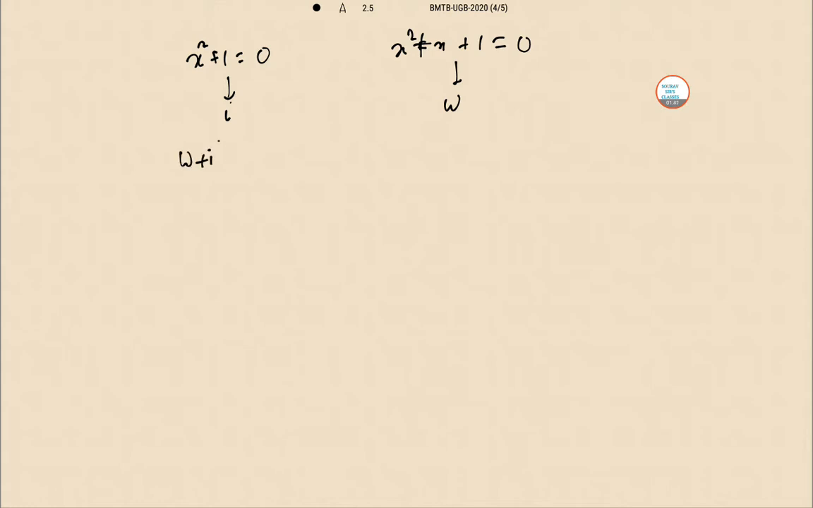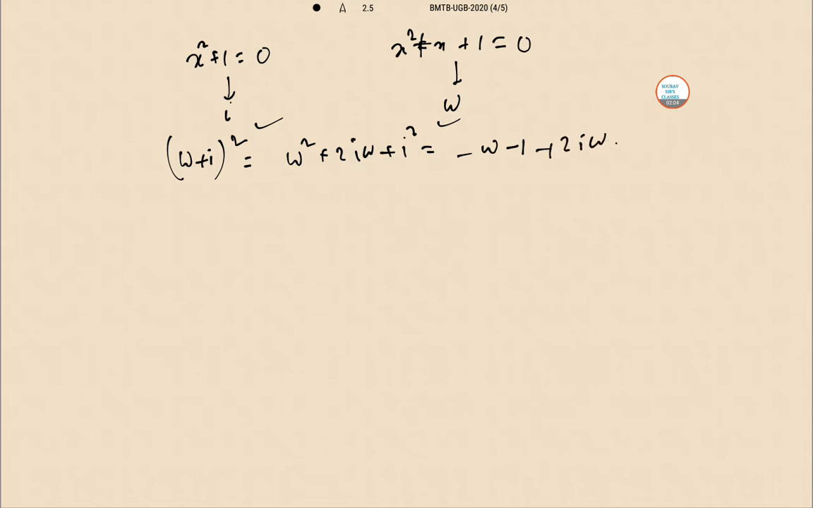Now omega plus i, if I look at these two, omega plus i whole square is omega square plus 2i omega plus i square. I square will be minus 1. Omega square we can replace with minus omega minus 1, and 2i omega remains the same. So we get minus 2 minus omega plus 2i omega.